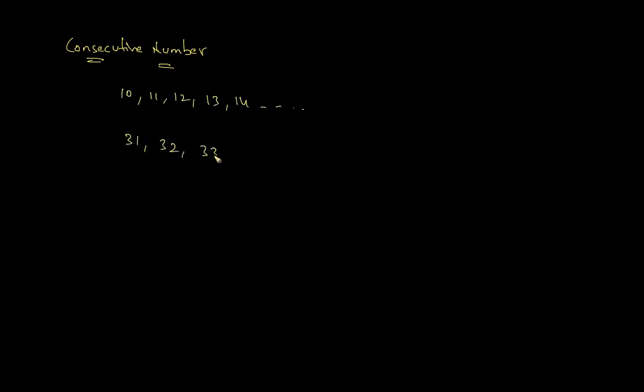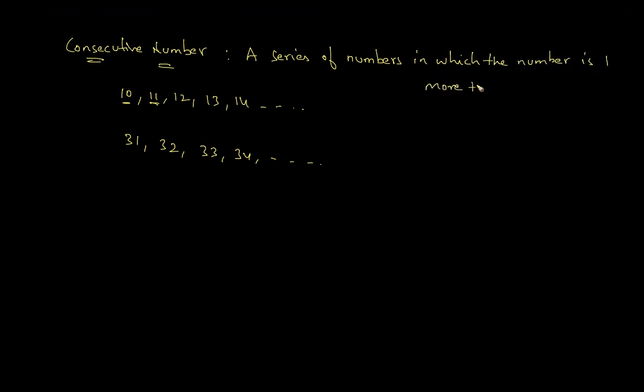Then what is this? Is this also called consecutive numbers? What are we seeing? A series of numbers in which the next number is one more than the previous number. These are called consecutive numbers.